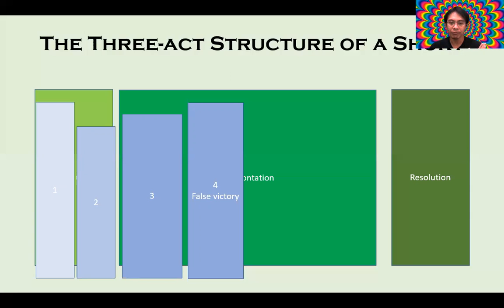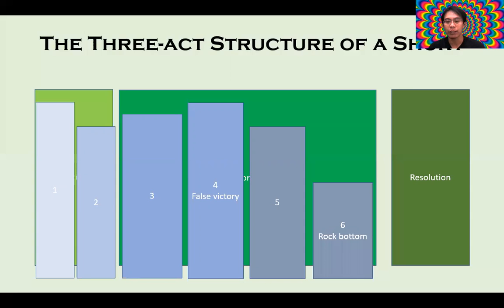Okay, so that is the fourth sequence, the fourth part of the eight sequence set. And then the conflict gets worse, and the tension of the story rises in the fifth sequence, and there is more truth revealed. And it gets very bad in the sixth part, which is usually called the rock bottom.